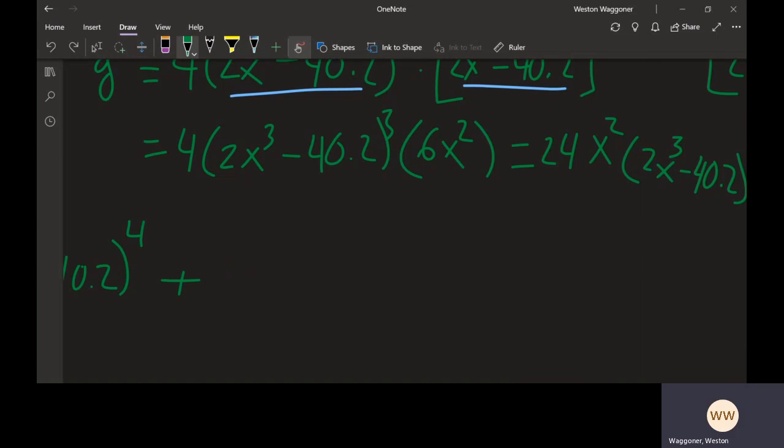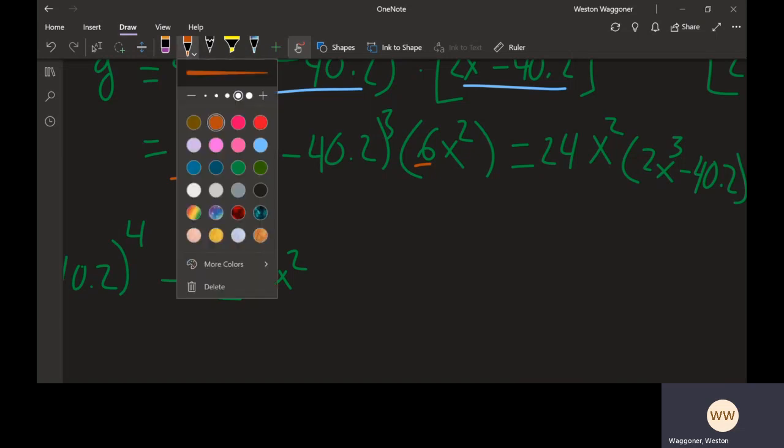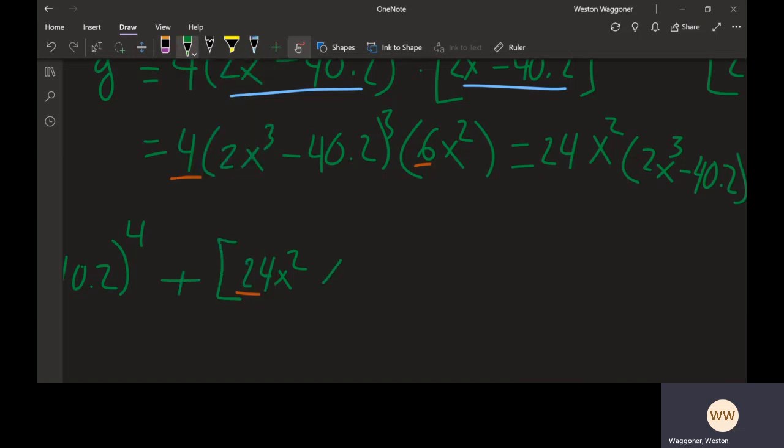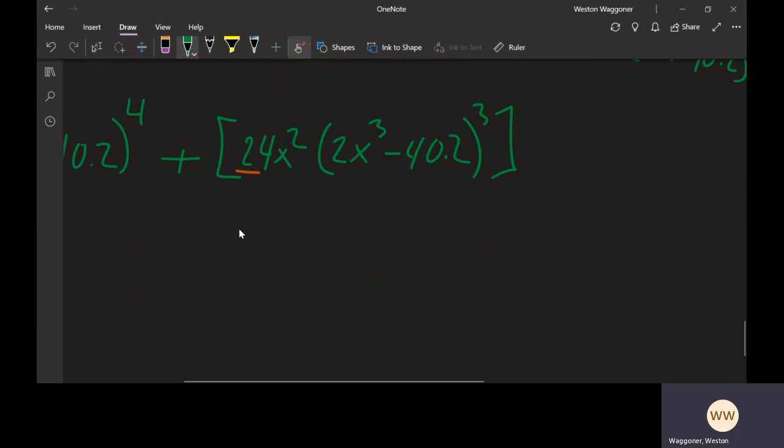I guess I should be using brackets for this one because we've got some layers on it. So this is going to be 24x squared because, again, let me highlight that 6 and that 4, those are going to multiply to give us 24. And we're going to keep that power of the x squared. And now we're going to have what we had over here. So 2x to the third minus 40.2 to the third. Right, and so that's our g prime, and that's going to be times our f, which was 7x.